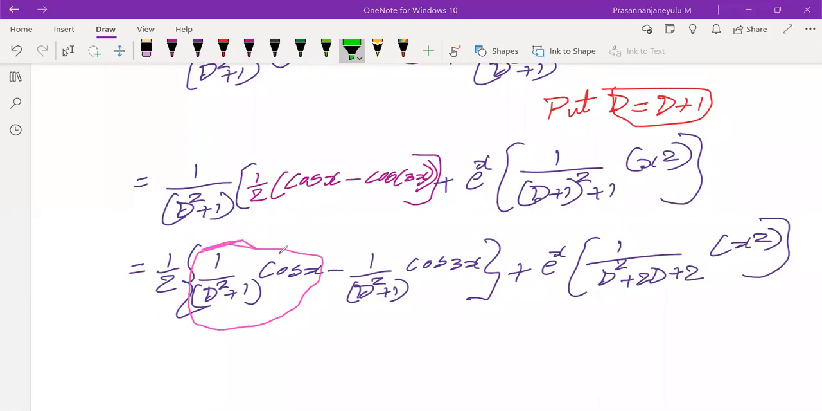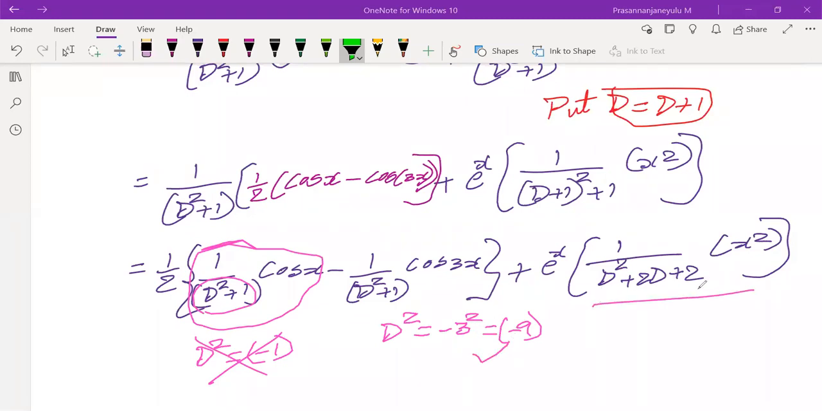This one looks like type 2. In type 2, what do we have to substitute? If we substitute D square equals minus 1, what does the denominator become? 0. So do we substitute D equals minus 1 here? No. What do we have to substitute in the second term? Substitute D square equals minus 3 square, nothing but minus 9. Minus 9 plus 1 is minus 8, so 1 by minus 8. You can substitute directly. Now, what do we have to do in the third term? Any idea?